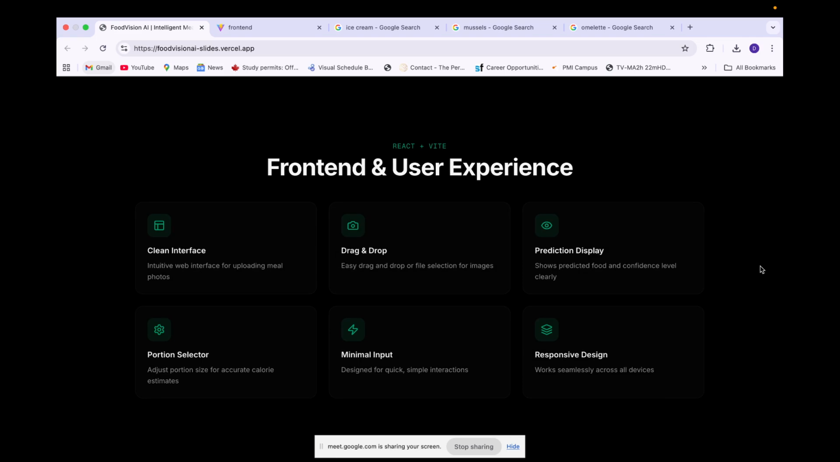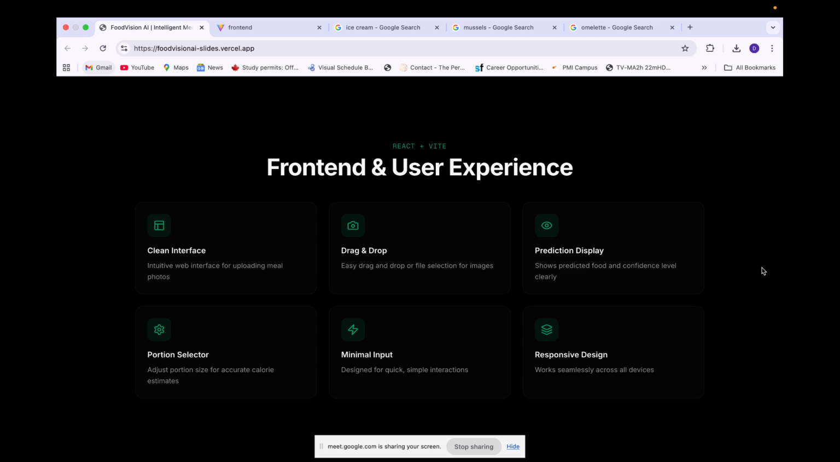Okay, so the front end is basically React with Vite, and there were some specific goals we were aiming for. First of all, a clean interface, an intuitive page where users can see everything clearly and upload their meal photos. There's drag and drop support, so users can just drag an image to the drop zone, or they can also click to select a file locally.